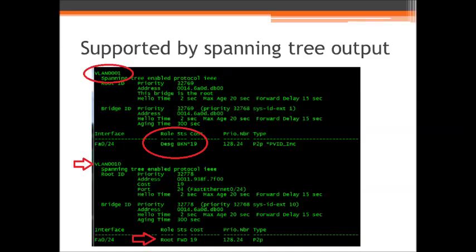Now, we see this kind of behavior all the time. VLANs can have separate logical topologies. They do not have to share the same logical topology, even though they share the same physical network. But in this case, the reason that this happened is because we had that native VLAN mismatch.